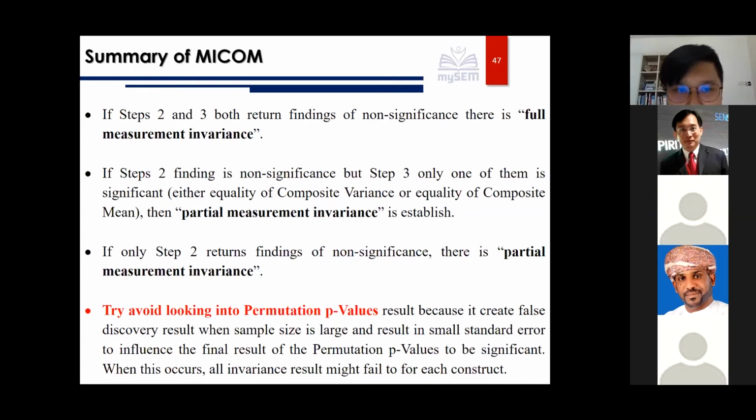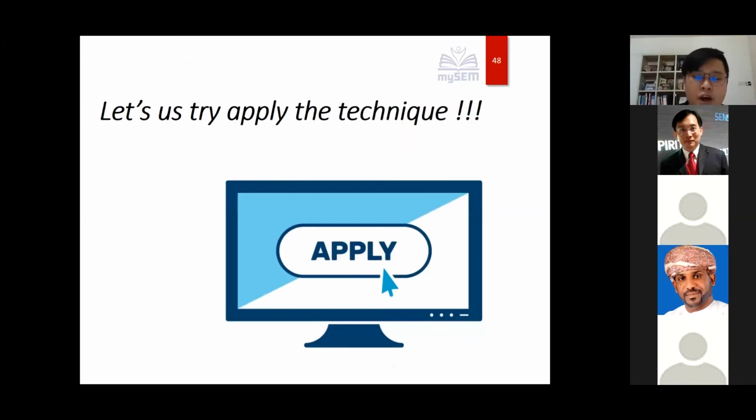Again, I'm not a big fan, when you do a MICOM, of checking the p-value, because the p-value result could be a very false discovery, because when your sample size is large, your result could be biased because of small standard error. Therefore, I encourage people to look into the confidence interval when you read MICOM results. Right now I think SmartPLS has corrected that issue. So regardless of small or large, I think they produce quite the same result regarding the confidence interval and the permutation p-values, if I'm correct, because the last time the result tended to be a bit weird. Therefore, I encourage people to look into the confidence interval when you run the permutation test. So that's all. Let us try the technique of performing this measurement invariance.